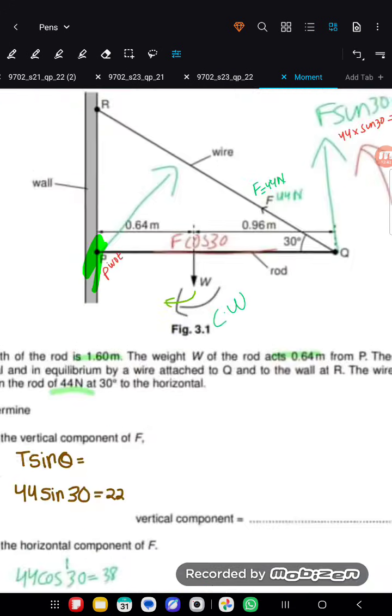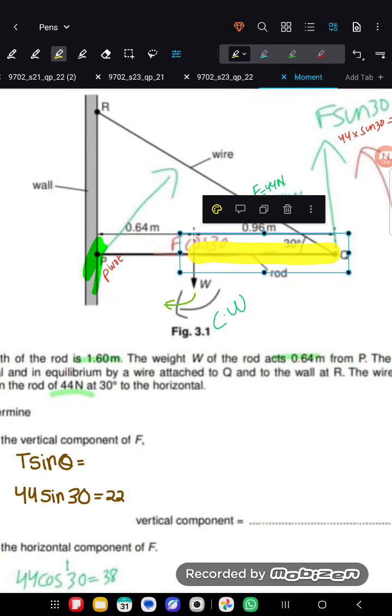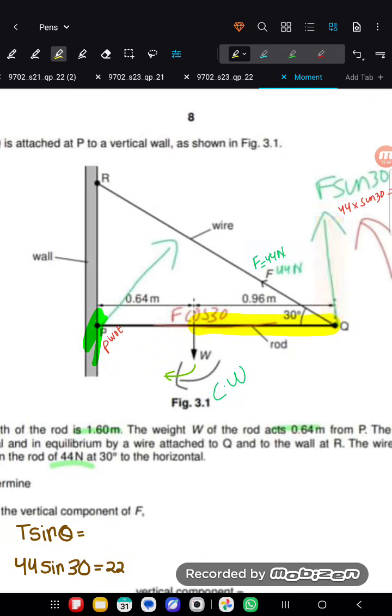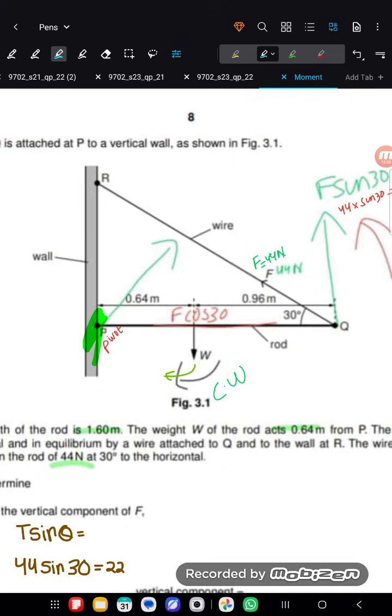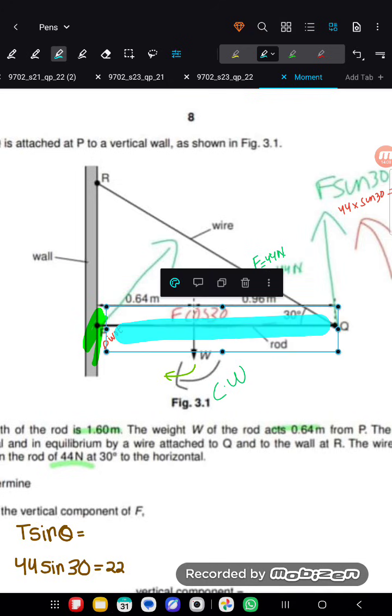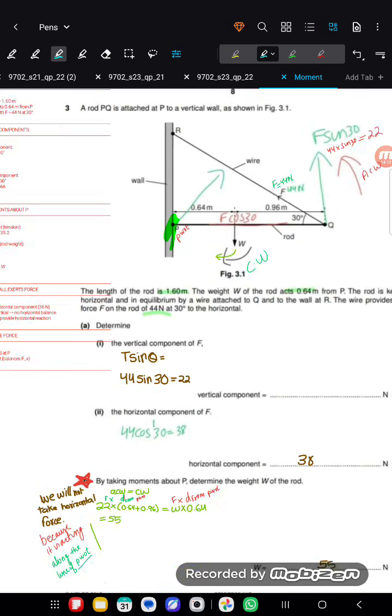Okay, now there is one problem. See here, why are we not taking this horizontal force? The vertical force we are taking, but why? The reason we don't take the horizontal one is because it is lying at the pivot. That's why we will not take the horizontal force. Whatever is lying at the pivot, we will not take. We never take the horizontal force for the clockwise and anti-clockwise moment.